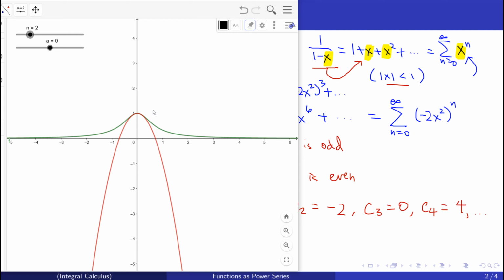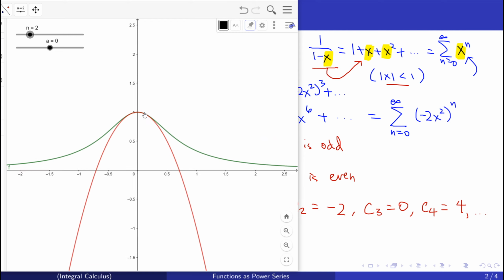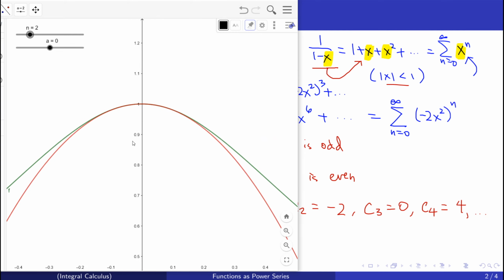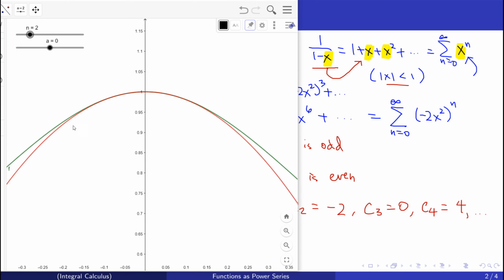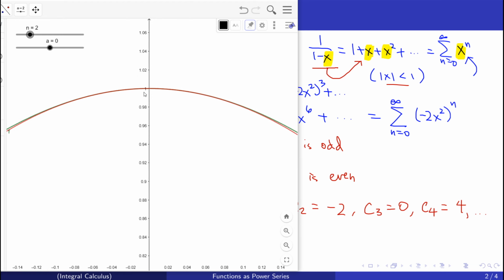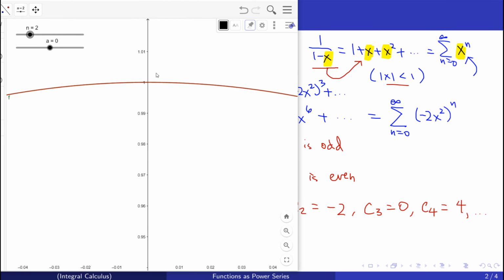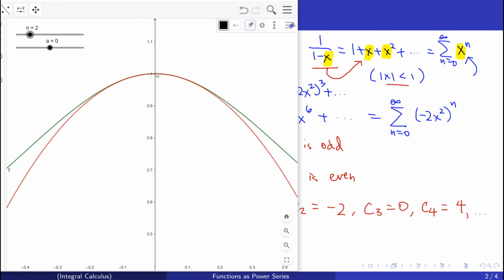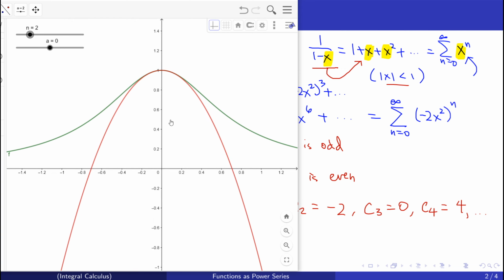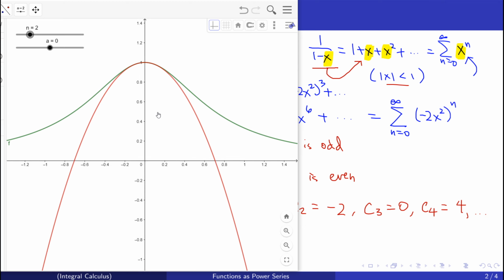And look at what's happening. If you zoom in really, really closely, you'll see that this red curve, which is my partial sum of the power series, looks like it's matching with the green curve, which is the original function. Zooming really, really close, they're virtually indistinguishable. And we know what happens when you keep adding terms of a series. You're getting closer and closer to the exact value if it's convergent.